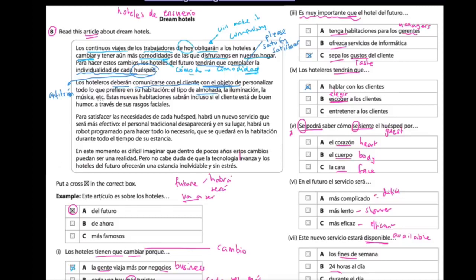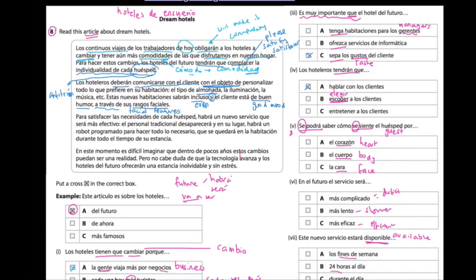Estas nuevas habitaciones sabrán incluso, even, so these new rooms will even know si el cliente está de buen humor, if the client, the customer, is in a good mood. Remember, buen humor, good mood, mal humor, bad mood. A través de, through, sus rasgos faciales. Rasgos faciales. Facial features. So they will know through the face.